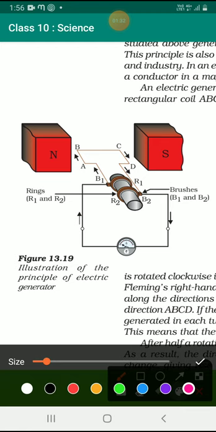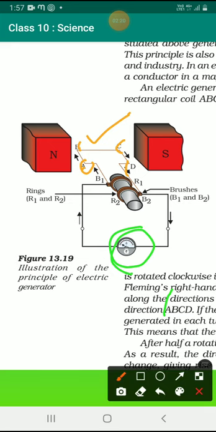As you can look here very closely, children, you can mark it. In a generator, the galvanometer is fixed. As we have discussed in previous classes, the function of the galvanometer is to detect electricity. Here you can see the coil, which is called an armature, with four ends: A, B, C, and D.